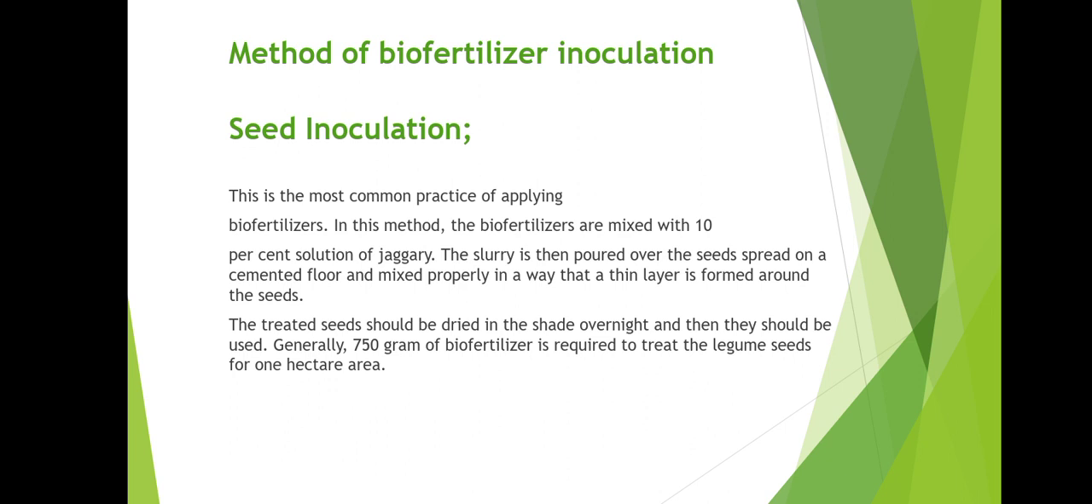In this method, the biofertilizer is mixed with a 10% solution of jaggery. The slurry is then poured over the seeds spread on the cemented floor and mixed properly, so that a thin layer is formed around the seed. The treated seeds should be dried in the shade overnight and then used. Generally, 750 grams of biofertilizer is required to treat the legume seeds for 1 hectare area.